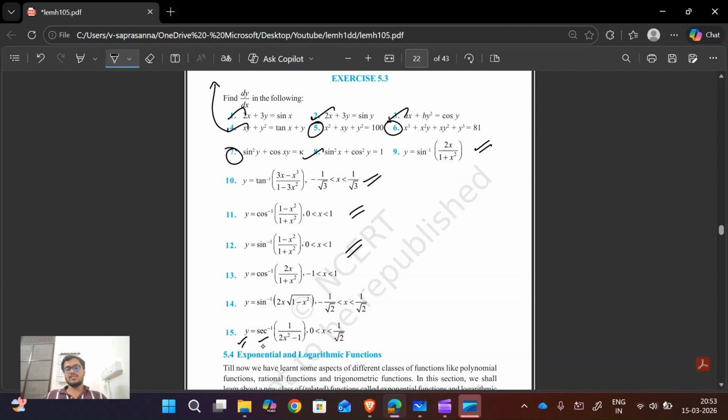Just take, because it is in secant inverse, right? You have to convert. I'll just tell you now only. You have to take cos 2 theta, and you have to convert it in terms of secant 2 theta to do this. Very easy only. Otherwise, I'll tell you in the next video also.